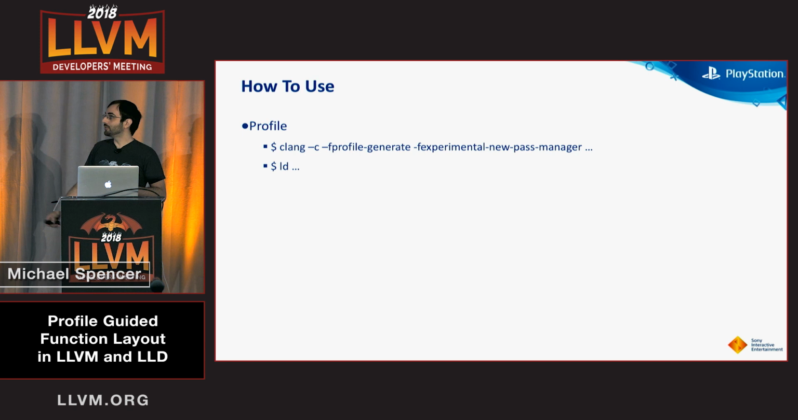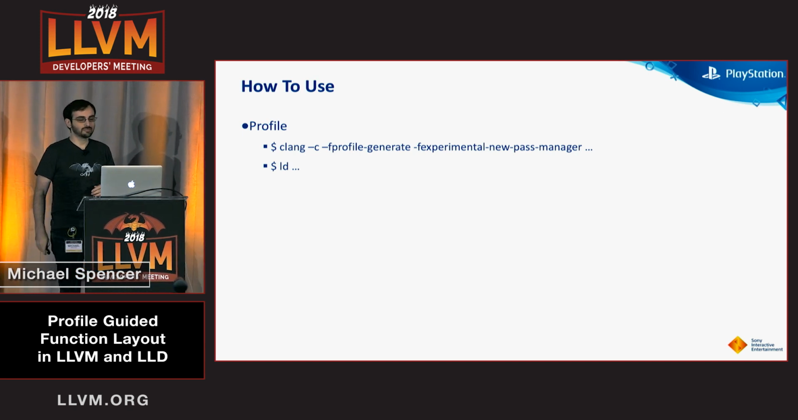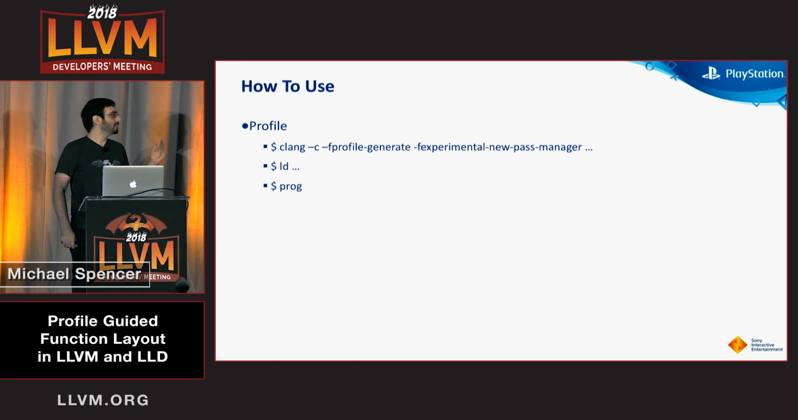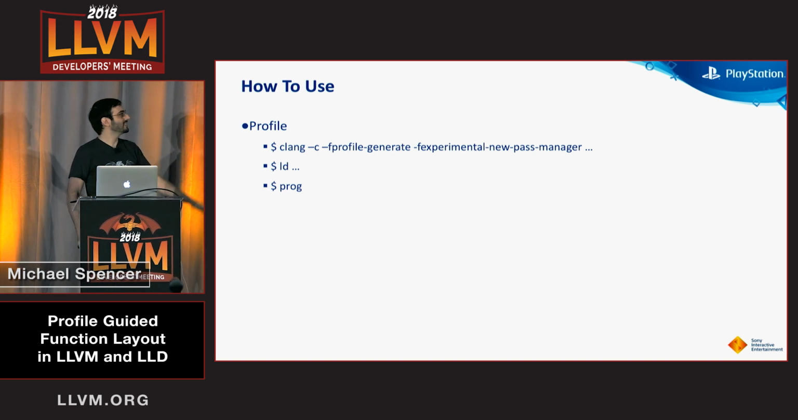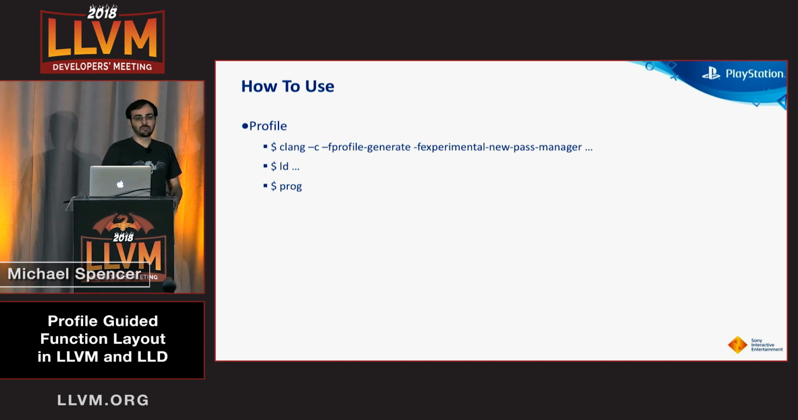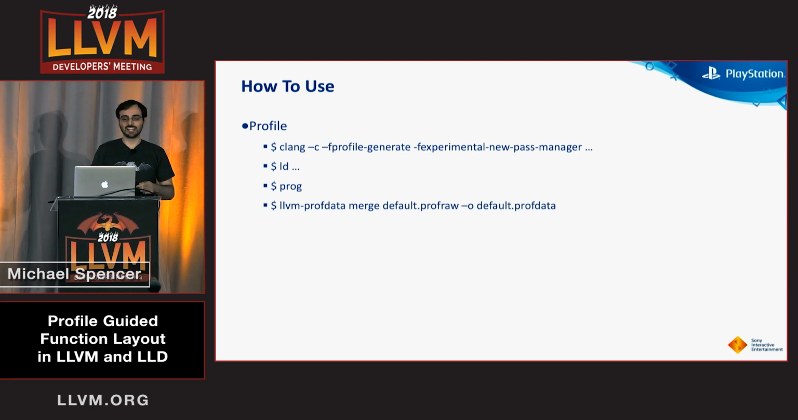Then you can link, and you can actually use any linker here, because we're not doing layout at this step, we're just profiling. Now you need to profile your program. Here we're just running the program, but this is actually a huge talk on its own of how to actually accurately profile your program. Then you need to merge the profile data and get an actual profdata out.